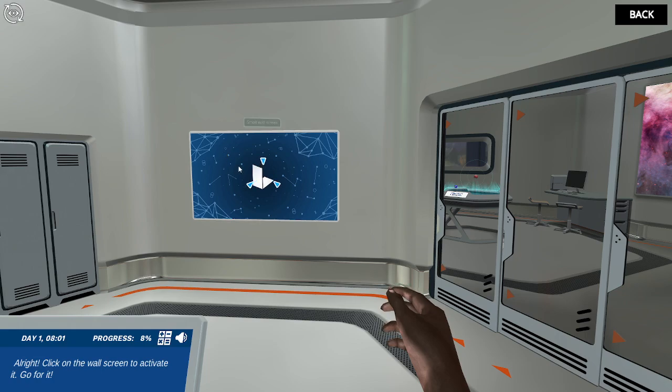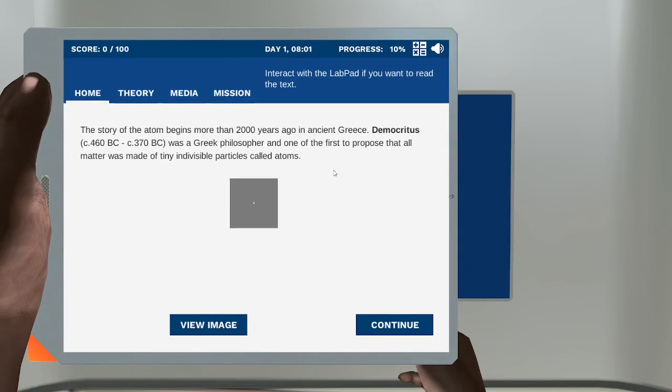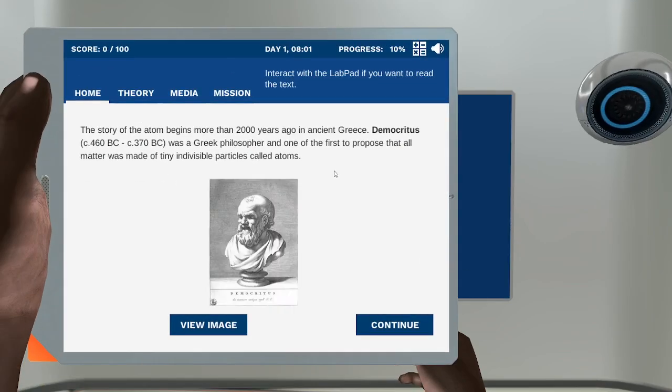Alright, click on the wall screen to activate it. Go for it. The story of the atom begins more than 2,000 years ago in ancient Greece. Democritus was a Greek philosopher and one of the first to propose that all matter was made of tiny indivisible particles called atoms.